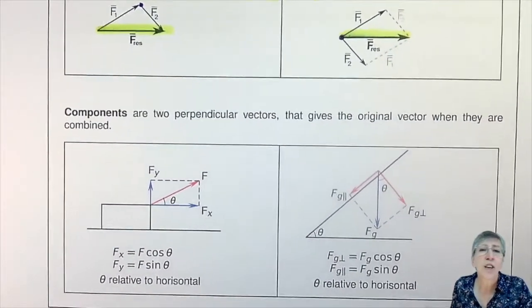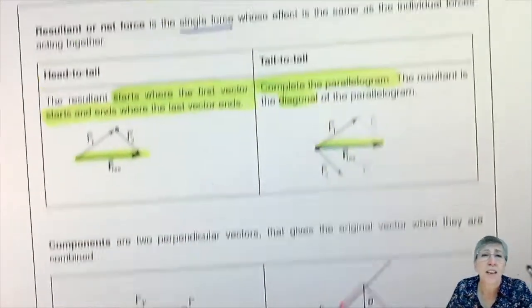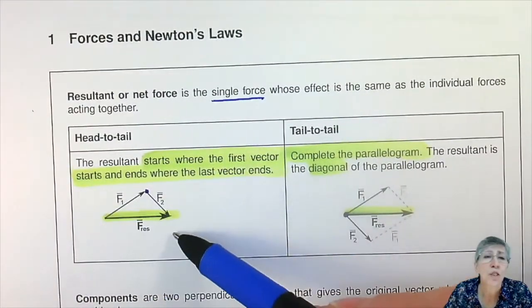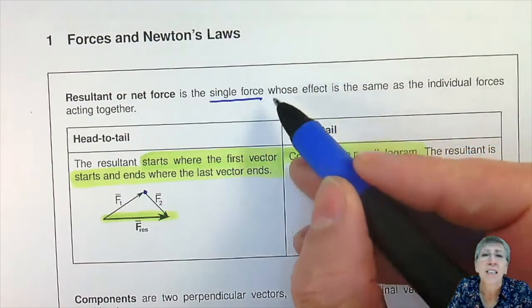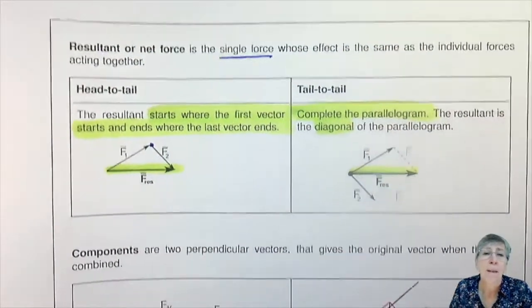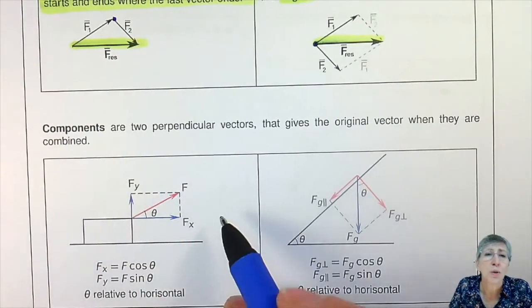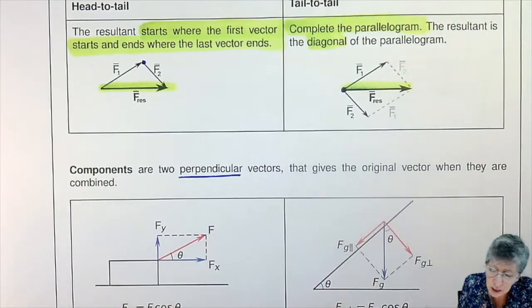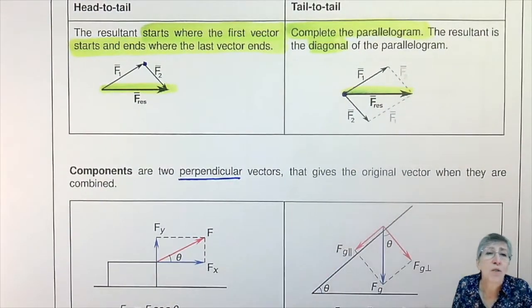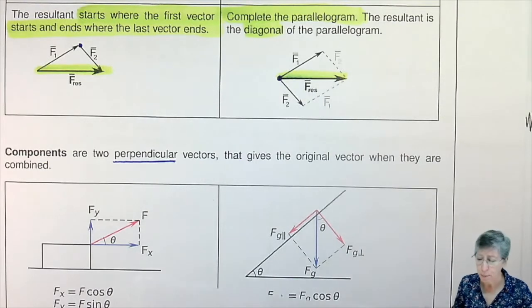Next up, we're going to look at the components. Now this is actually the reverse of what we've done now. Here we have two forces and we add them together to get the single one that has the same effect. Right, now we are going to take a single one and split it up into two, and we call them components, and they have to be perpendicular to each other, and they give the original one when combined.